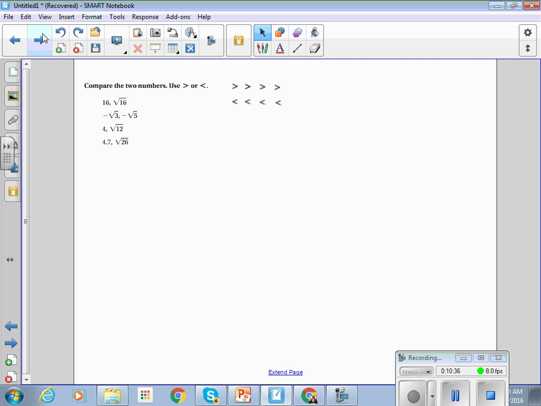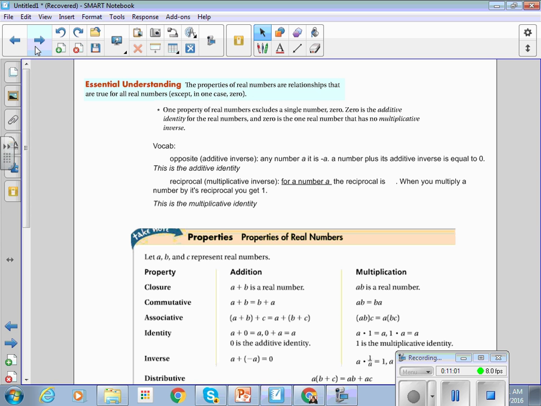All right, so we're going to compare these numbers using greater than or less than. Okay, to recap, 16 is greater than square root of 16. Negative square root of 3 is greater than negative square root of 5. 4 is greater than square root of 12. And 4.7 is less than root 26.